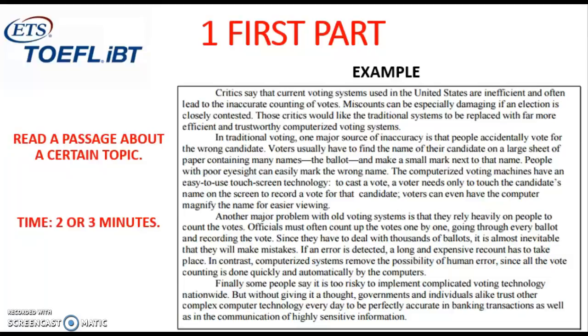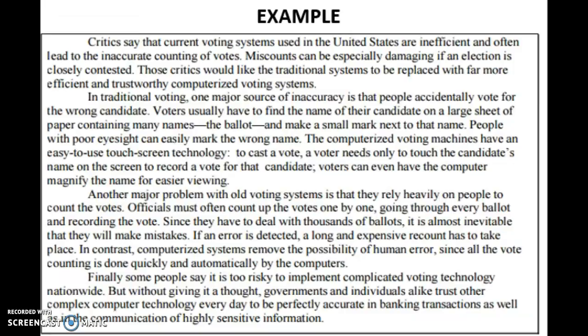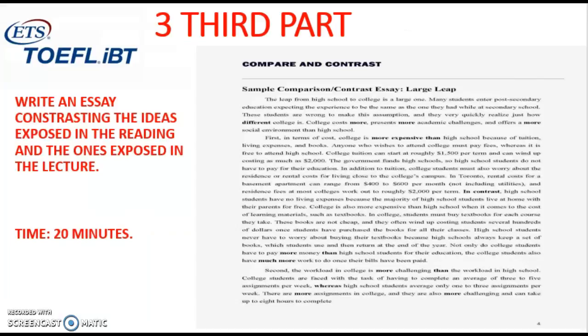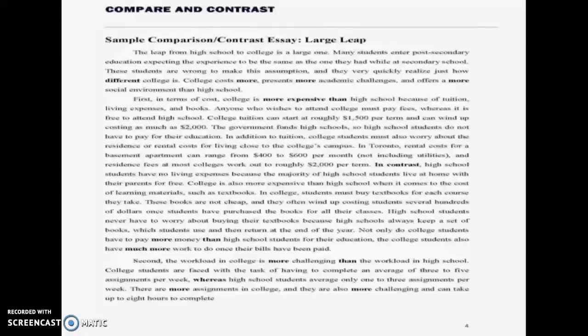In the first part, you have to listen to a passage of a certain topic in about 2 or 3 minutes. Here is an example of a passage. In the second part, you have to listen to a lecture of about 4 to 5 minutes about the same topic of the passage. And finally, in the third part, you have to write an essay contrasting the facts exposed in the passage and the ones exposed in the lecture. To do so, you'll have 20 minutes. Now let's take a quick look at this example.